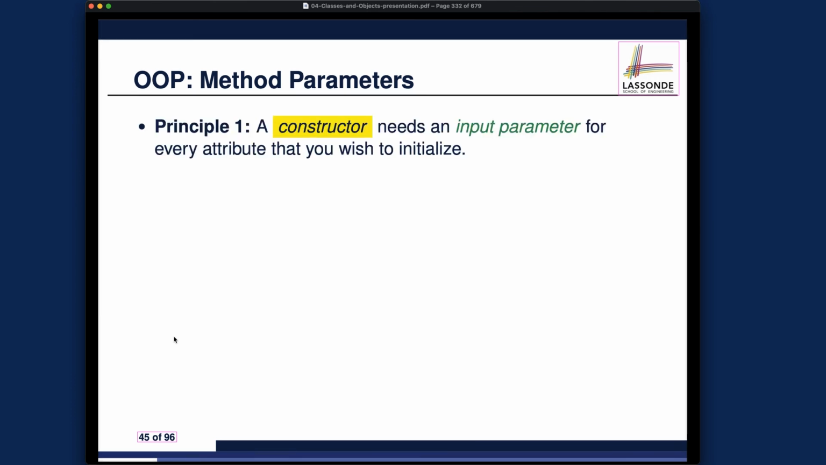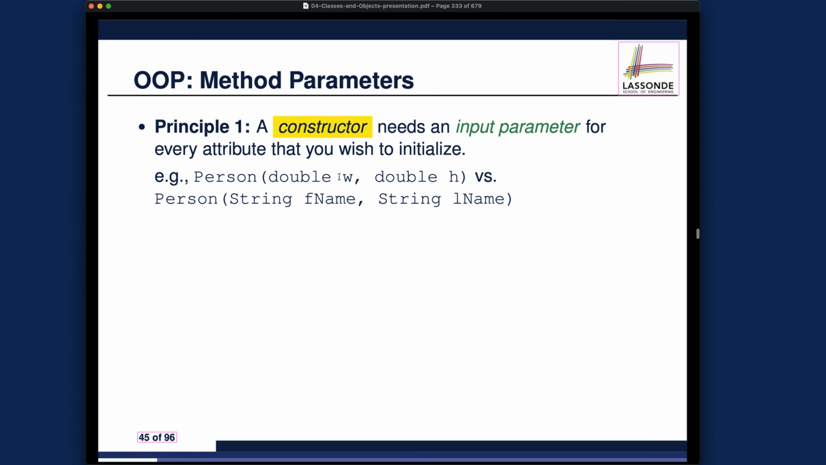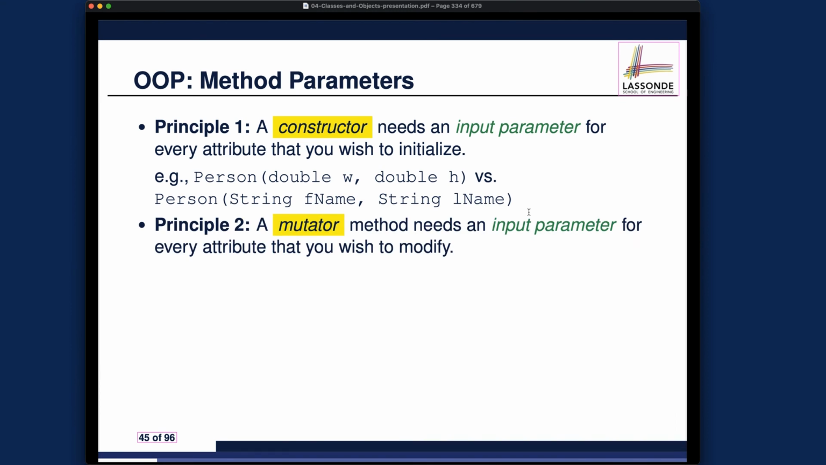Principle number one, the constructor needs an input parameter for every attribute that you wish to initialize, right? So for example, you can see I will give you two parameters, W and H, both being double, so I can use these two values to initialize the weight and height. On the other hand, if I want to initialize the first name and last name, I'll pass these two as the parameters, right? That's the principle for parameters of a constructor. And what about the mutator? Similar, so we will need an input parameter for every attribute that you wish to modify, right?